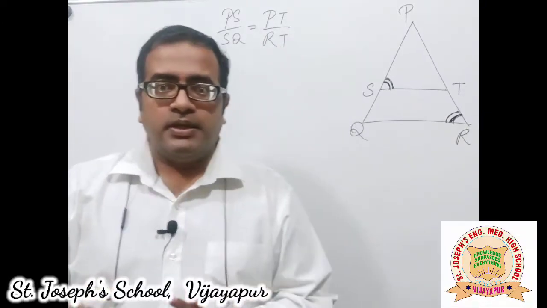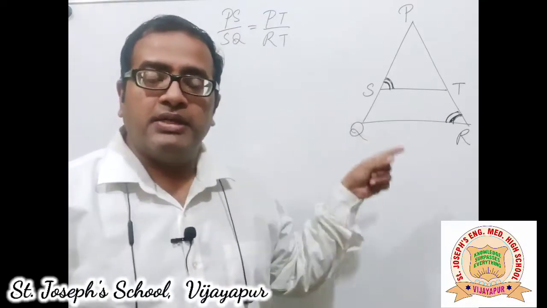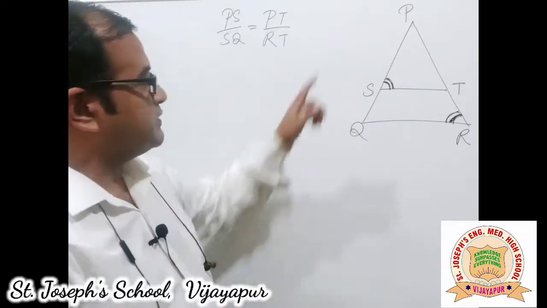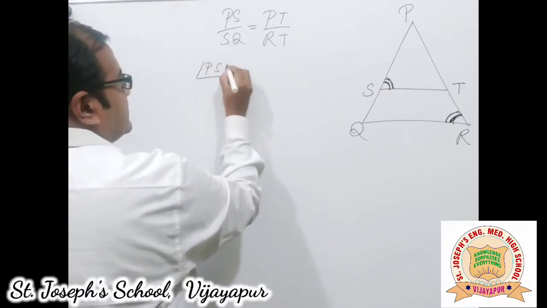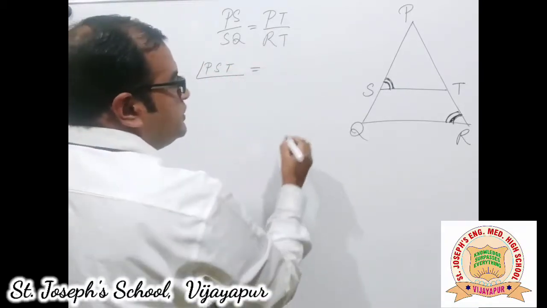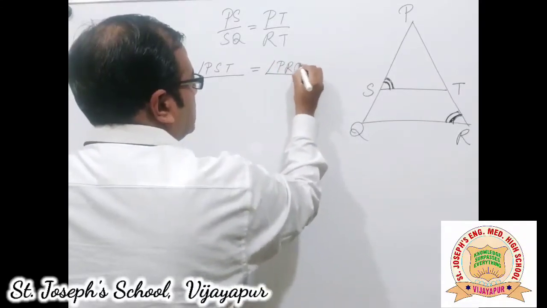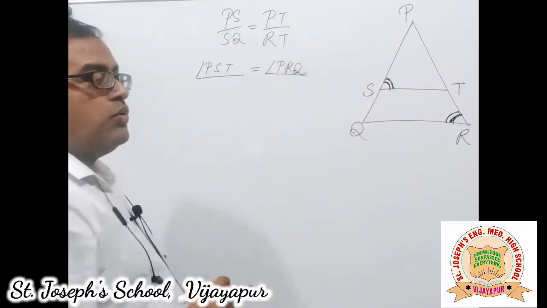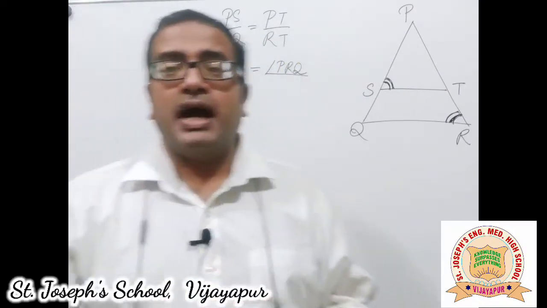This is given. And further, it also says that you can see in the diagram, two angles are marked equal. That is, angle PST is equal to angle PRQ. Now, they have asked us to prove that triangle PQR is isosceles.